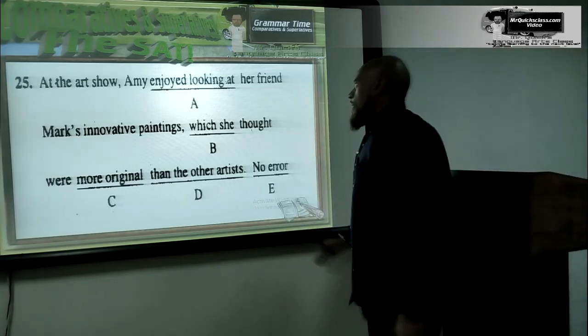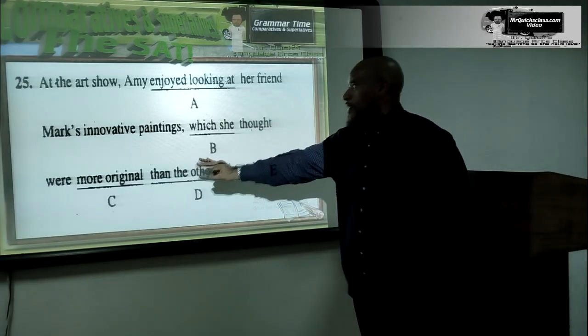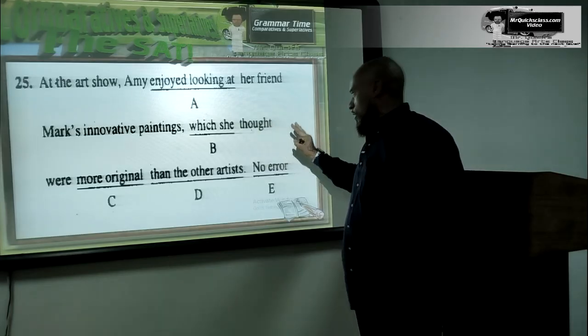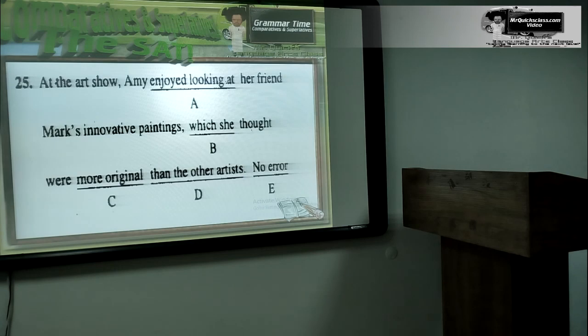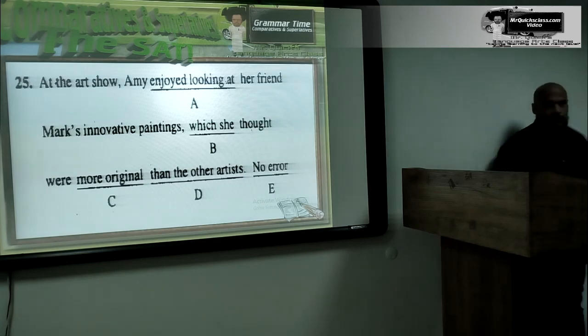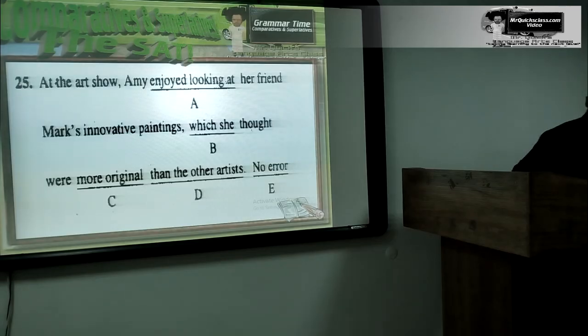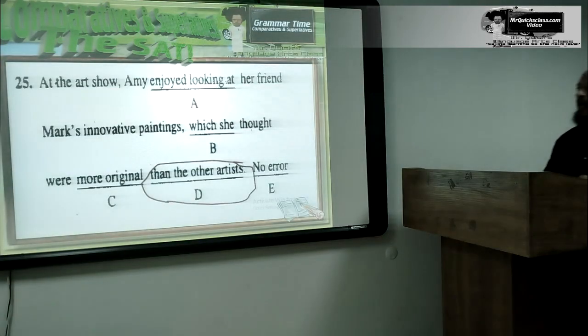At the art show, Amy enjoyed looking at her friend Mark's innovative paintings, which she thought were more original than the other artists. Doing another comparison here. Is this correct or incorrect? It's correct. So we circle no error and keep it moving. Everything's good. Everyone agrees? Raise your hand. It's correct. Excellent. I completely disagree.